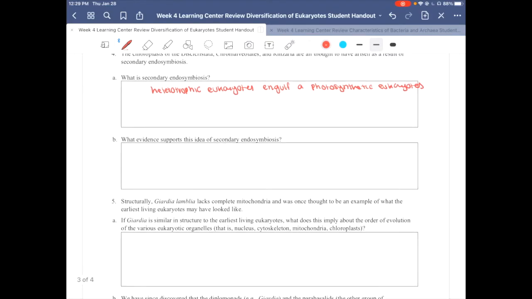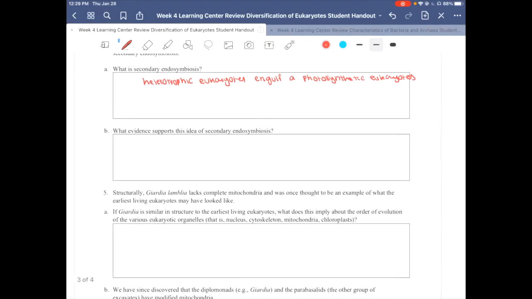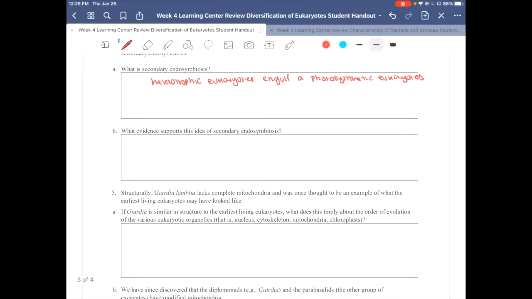And then some of the evidence for the idea of secondary endosymbiosis is that the chloroplast is surrounded by four membranes and it carries out photosynthesis and has its own plasmids as well. So usually it's a double membrane, right? So because it has four membranes, you know that the engulfing happened twice. That's why it has four membranes now.